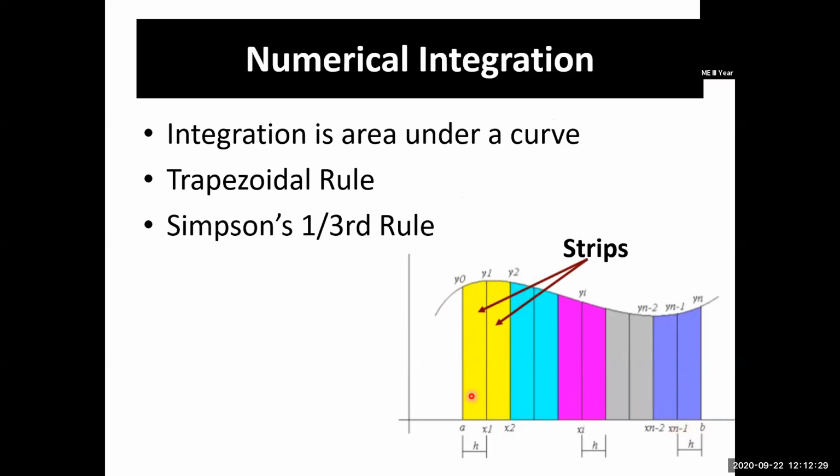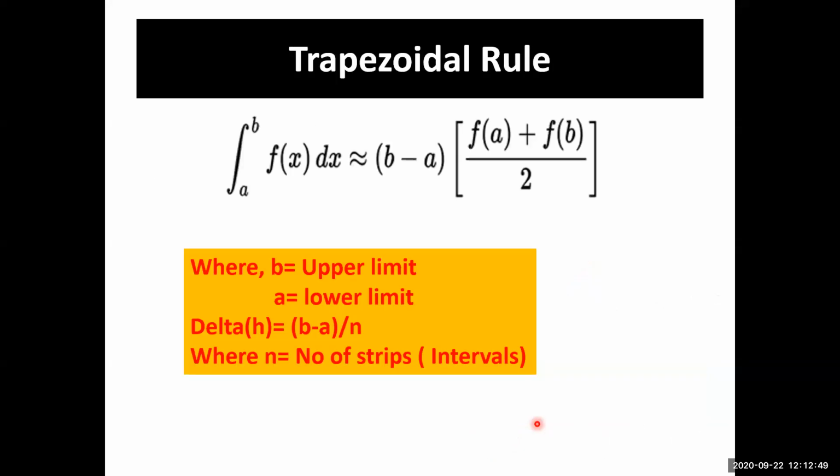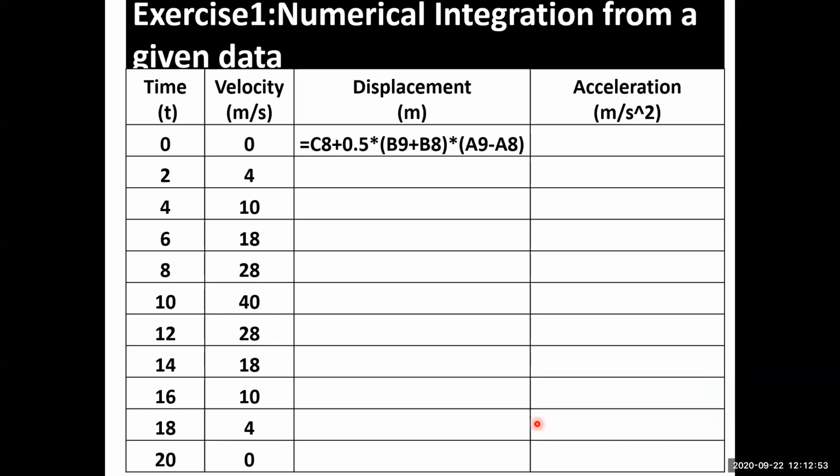So in that, we are finding the area of the first strip. What could be our limit? A to x1. Suppose you are finding the area of the third strip, then our limit will be x2 to x3. Clear? Just in that way, keep it in mind. Other things are very easy. So this example we will discuss in the Excel sheet.